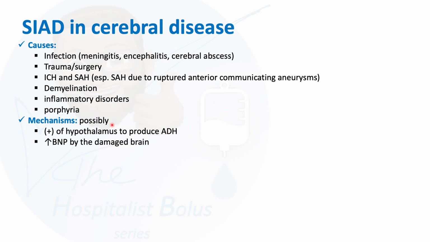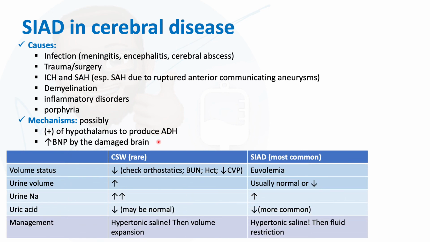The mechanism is exactly unknown, but possibly due to stimulation of the hypothalamus to synthesize and secrete ADH. I remember we talked about the nuclei that synthesize ADH being found outside of the blood-brain barrier, so it might make them more liable to many pathologies. Increased BNP can also be a result of a damaged brain due to these diseases, and this can lead to natriuresis as well, theoretically giving a picture similar to SIADH.